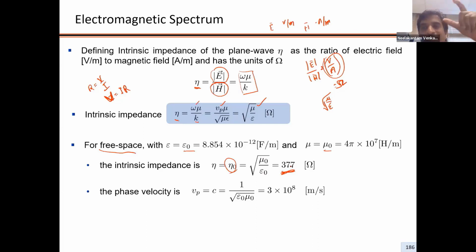So if I find the electric field and the magnetic field in the space here and take the ratio of electric field to magnetic field, it will be exactly 377 ohms by nature. And the phase velocity is going to be 3 × 10⁸ meters per second. So in one case, the square root of mu over epsilon is eta, and Vp is 1 over the square root of mu epsilon. That's the difference between the two.